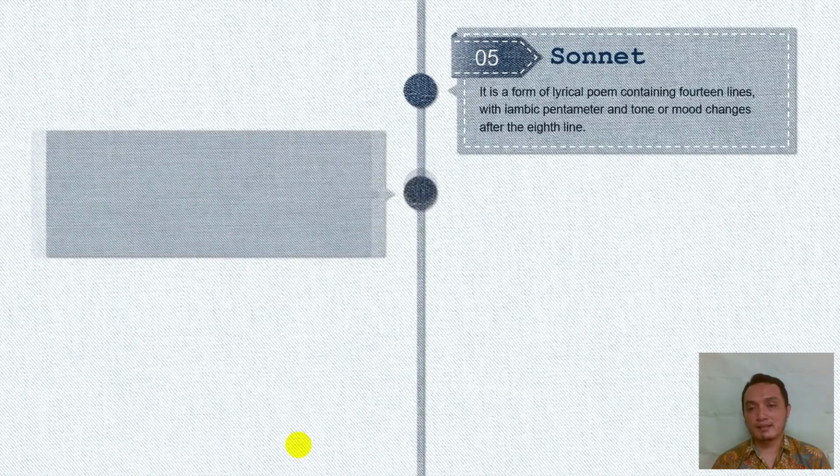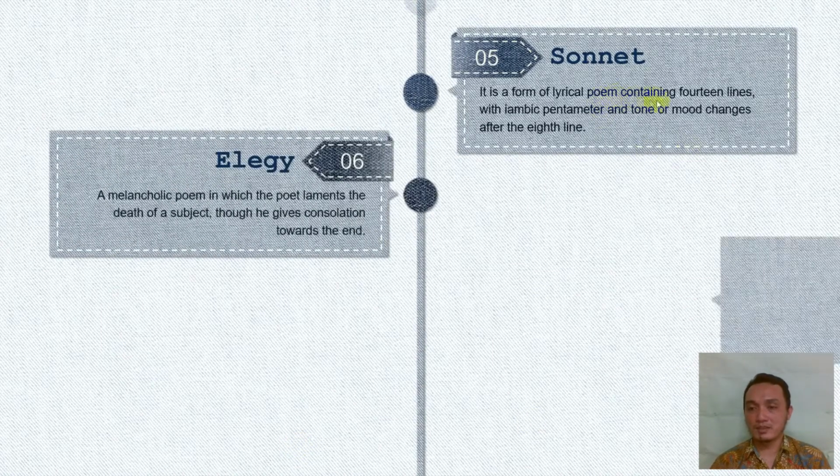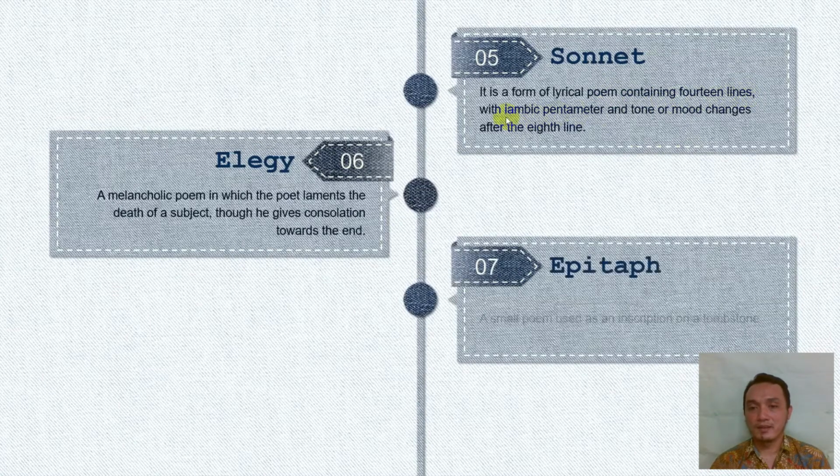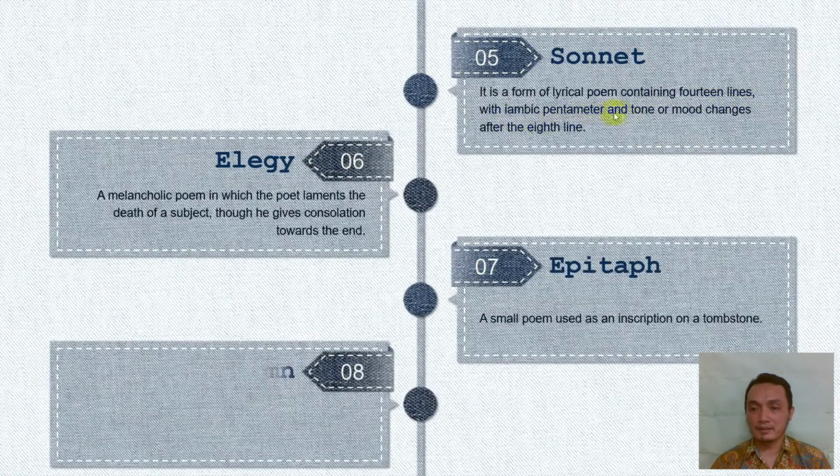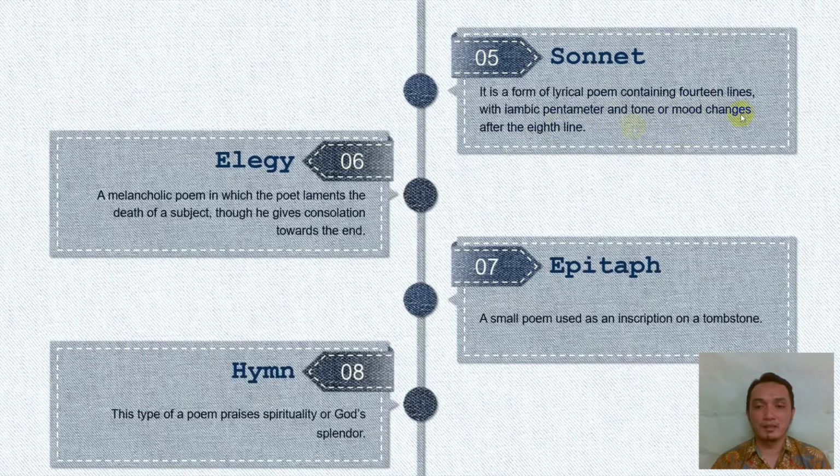The next is sonnet. It is a form of lyrical poem containing 14 lines with an iambic pentameter and a tone or mood change after 8 lines. Elegy, a melancholic poem in which the poet laments the death of the subject, though he gives consolations towards the end. Epitaph, a small poem used as an inscription on a tombstone. And then hymn, a type of poem that praises spiritually or God's splendor.